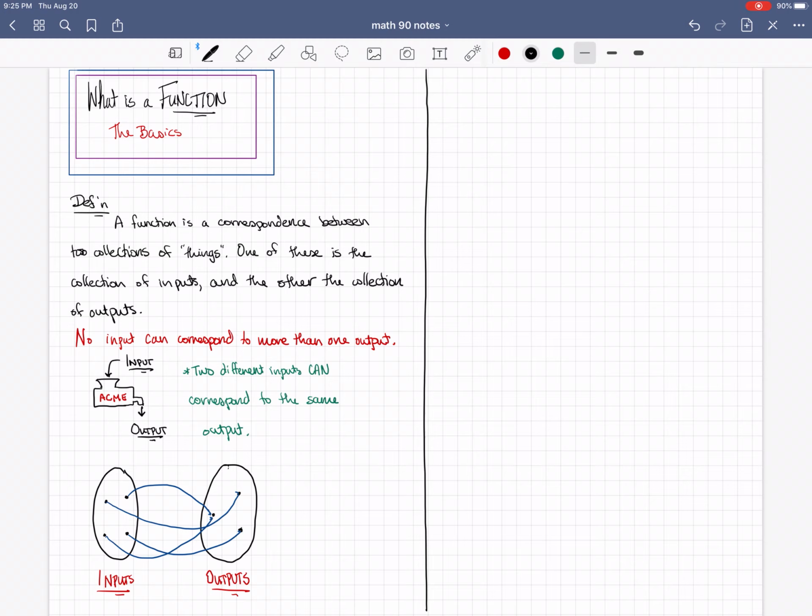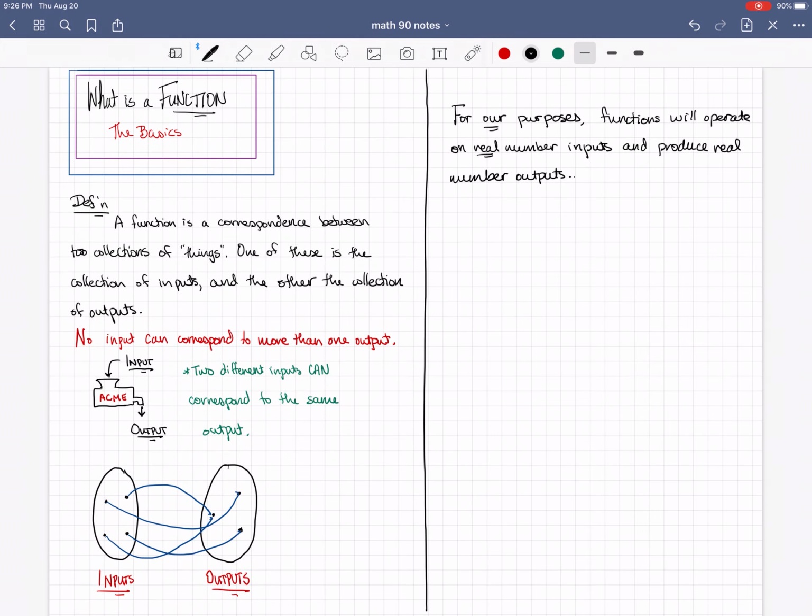The only other thing that I want to talk to you about is that for our purposes, functions will operate on real number inputs and produce real number outputs.